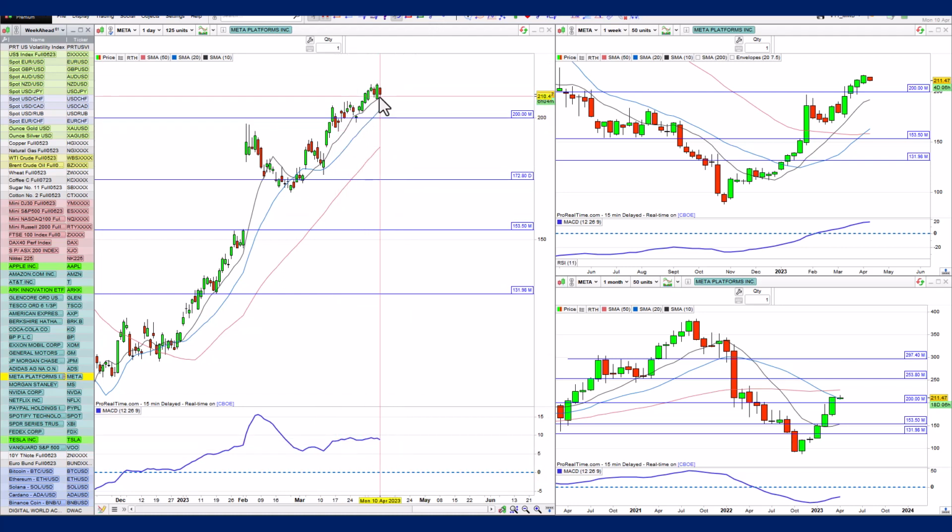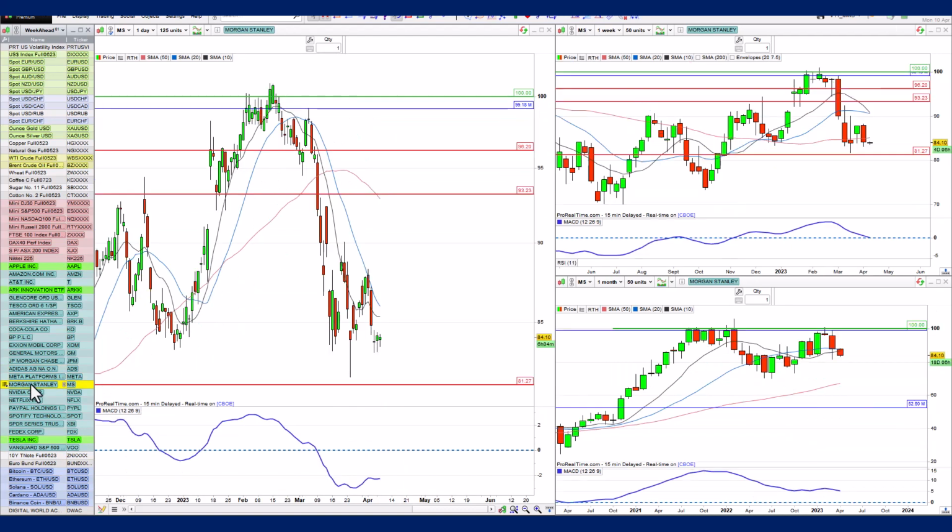So at some point here, I'm going to be looking for this weekly to do a pullback back down to 200. I'm going to be looking for that. Will it happen this week? We'll see. Morgan Stanley, trying to find some support here. And also not looking super strong. Could even potentially, it's a bearish engulfing candle, could possibly head a little bit lower.